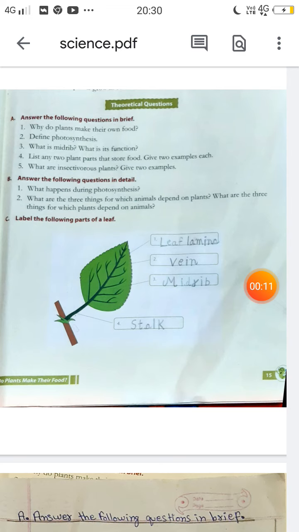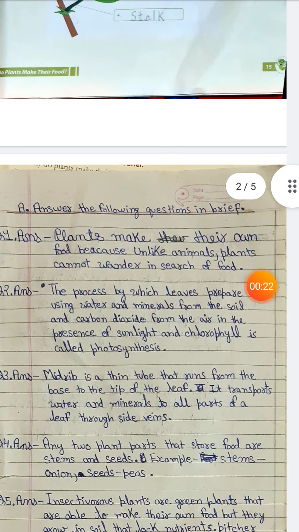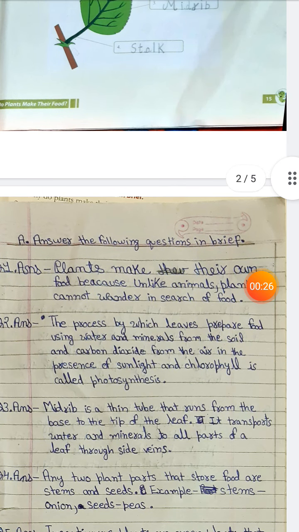How do plants make their food? Theoretical questions. A. Answer the following questions in brief. First, why do plants make their own food? Answer. Plants make their own food because, unlike animals, plants cannot wander in search of food.